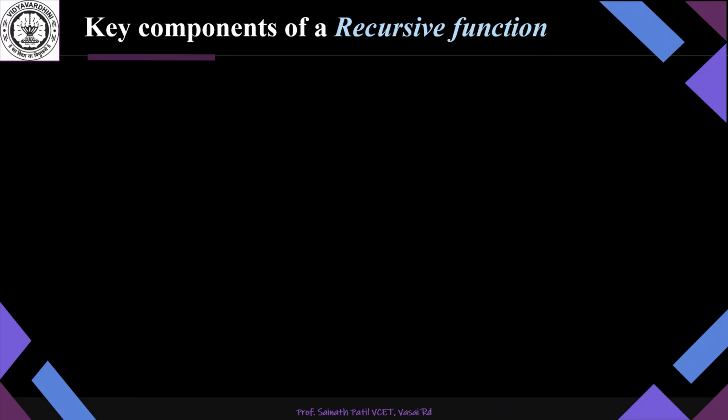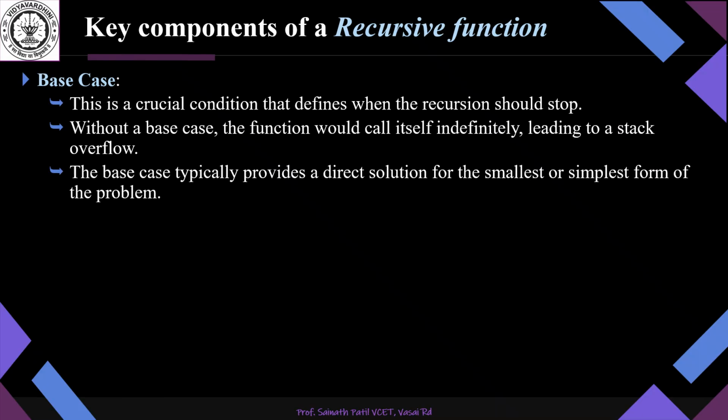Key components of a recursive function. Base case: this is a crucial condition that defines when recursion should stop. Without a base case, the function would call itself indefinitely, leading to a stack overflow. A base case typically provides a direct solution for the smallest or simplest form of the problem.